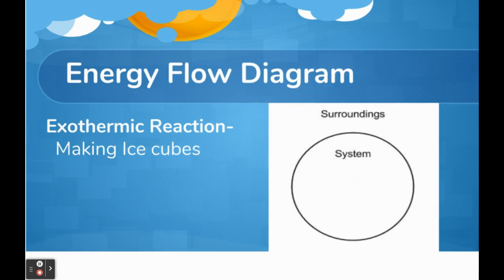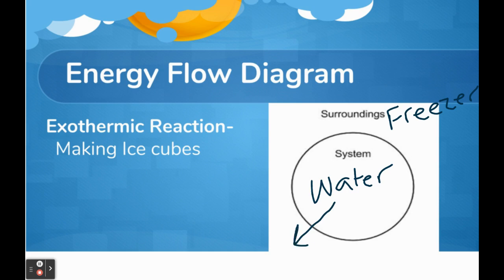Our second exothermic reaction example is making ice cubes. In order for water to go from a liquid state to a solid state, we must remove the heat from the water. So our system is going to be the water, and the surroundings would be the freezer. So your arrows should show the transfer of energy from the system to the surroundings. And again, make sure you label the reaction exothermic.